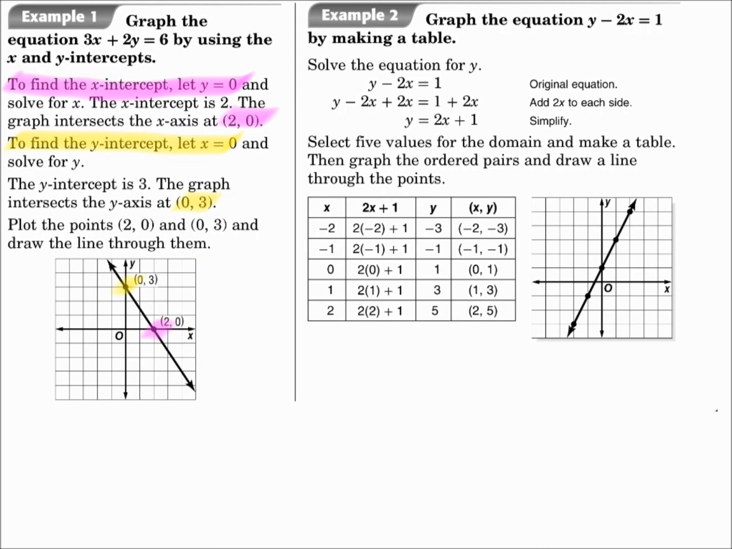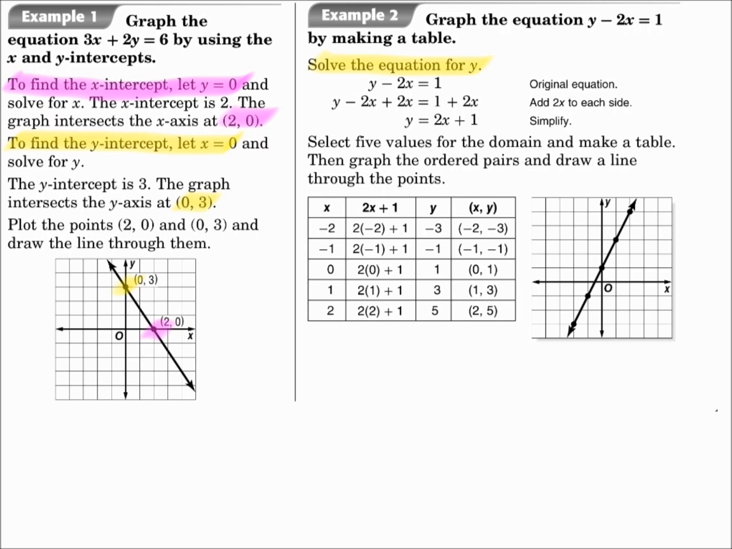Example 2. Graph the equation y minus 2x equals 1 by making a table. Well, the first thing you have to do when you make a table is make sure that the equation is solved for y. So you're going to have to add 2x to each side, and you get y equals 2x plus 1.